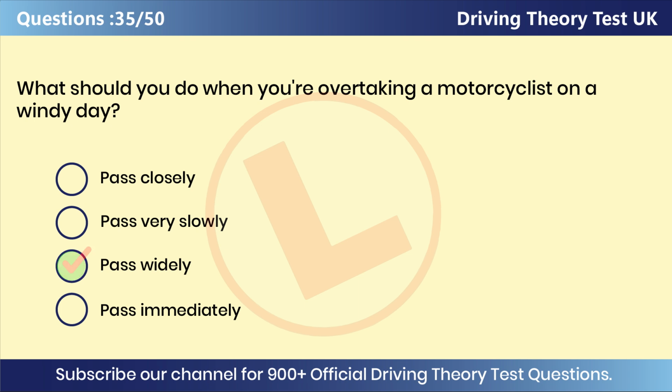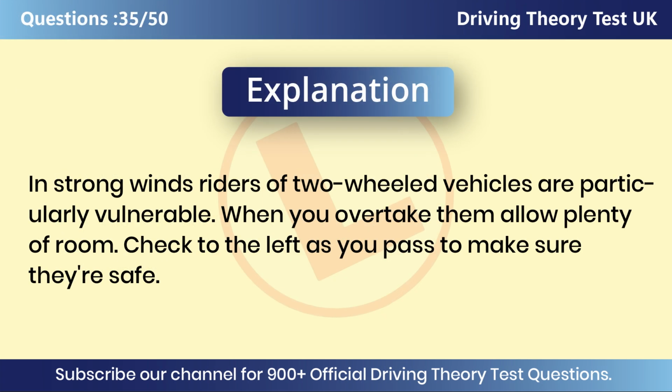C. Pass widely. In strong winds, riders of two-wheeled vehicles are particularly vulnerable. When you overtake them, allow plenty of room. Check to the left as you pass to make sure they're safe.